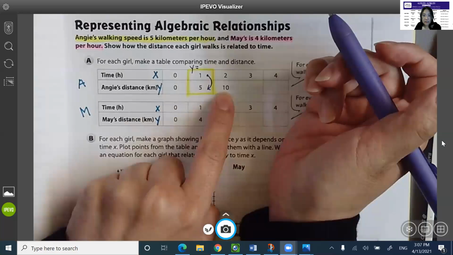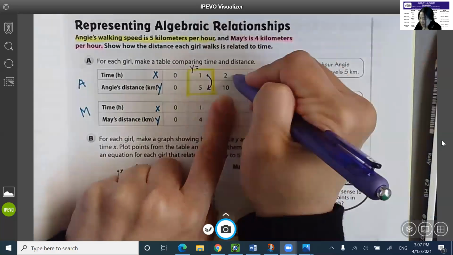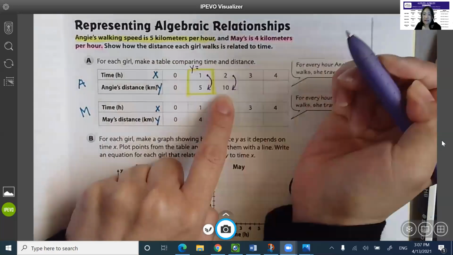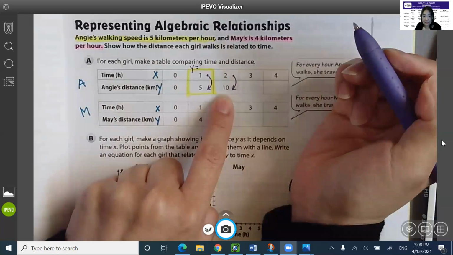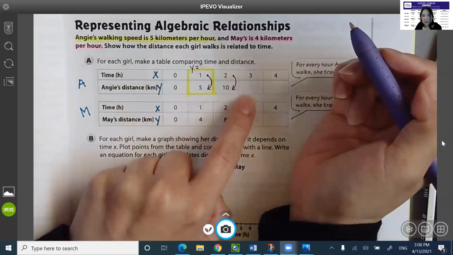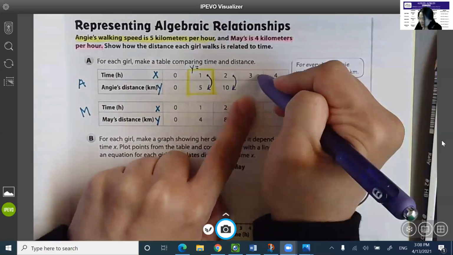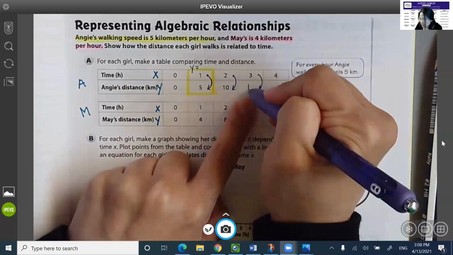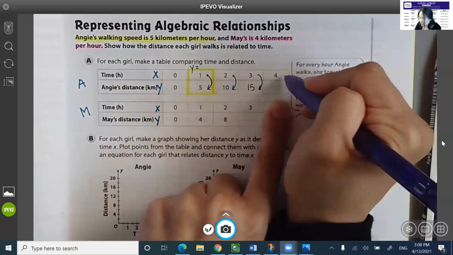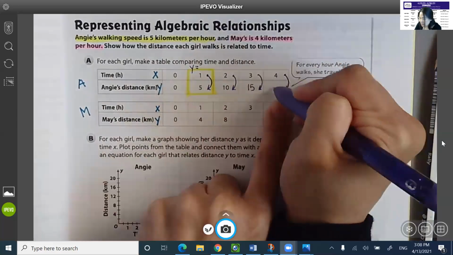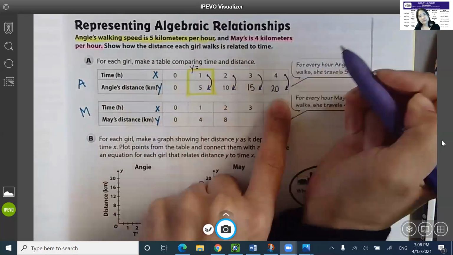So then if you look here, isn't that the same thing? Aren't you multiplying by 5? 2 times 5 is 10. So then what would you do here? 3 times 5 is 15. And 4 times 5 is 20.